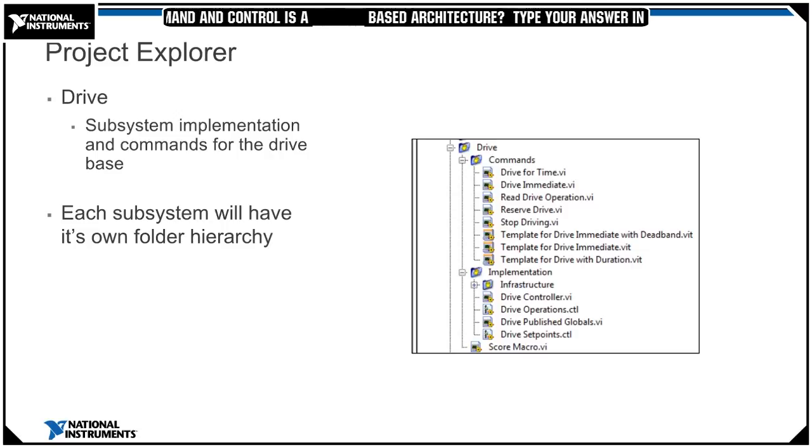So looking at the Project Explorer, we're going to look at what your typical subsystem folder looks like. We're looking at the drive subsystem, and this is what comes in the default project in the example. As soon as you open this up, this is what you're going to see. In the drive folder, you're going to have two more folders: commands and implementation. This is where those specific commands will live related to the drive subsystem.